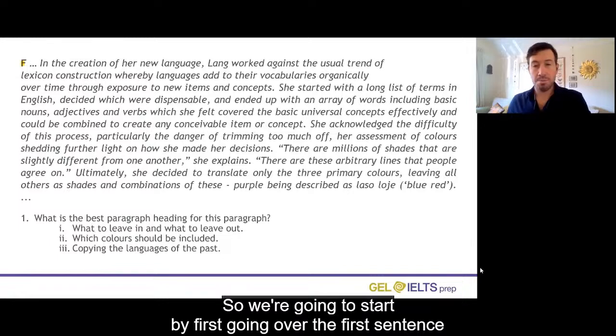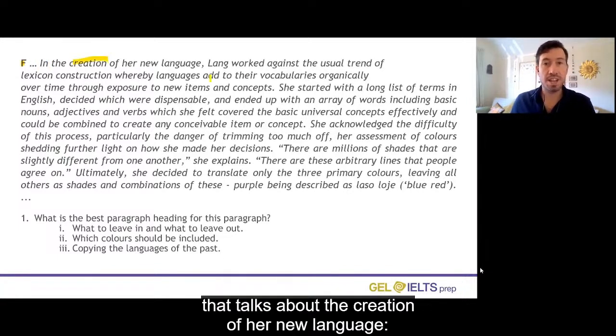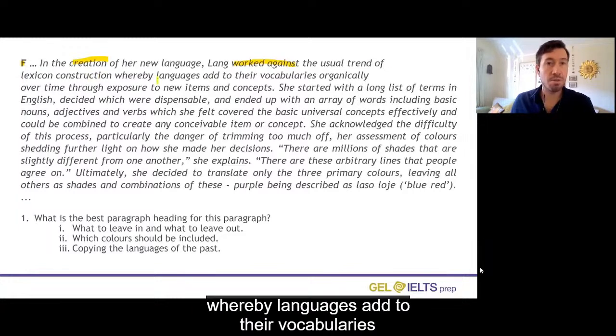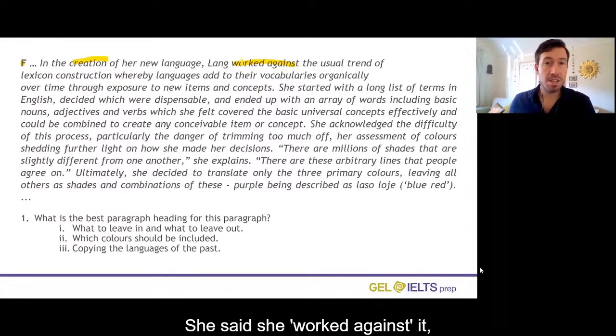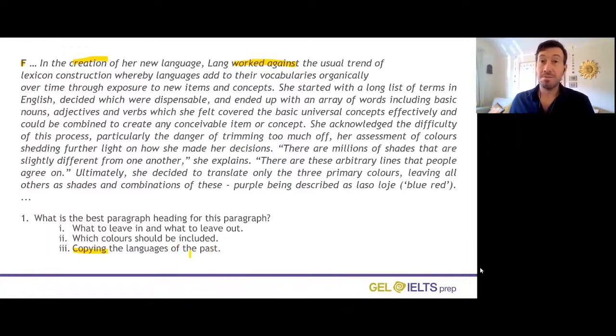So we're going to start by going over the first sentence. It talks about the creation of her new language. She worked against the usual trend of lexical construction, whereby languages add their vocabularies organically over time through exposure to new items and concepts. Now, she said she worked against it, whereas here it says copying the languages of the past. So it can't be that one. So it's not the third option.